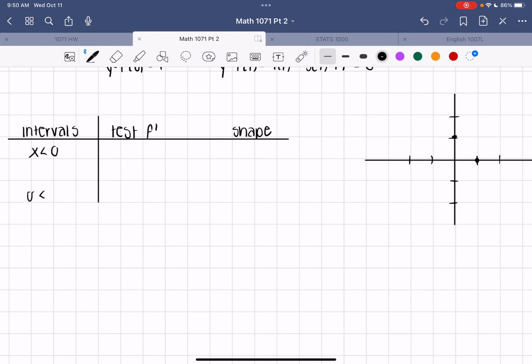Now let's say I need a number in there between 0 and 1, say a half. That's positive, that's negative. Product is negative, decreasing. How about f prime of 2? Positive, positive. Product's positive, so it's increasing.